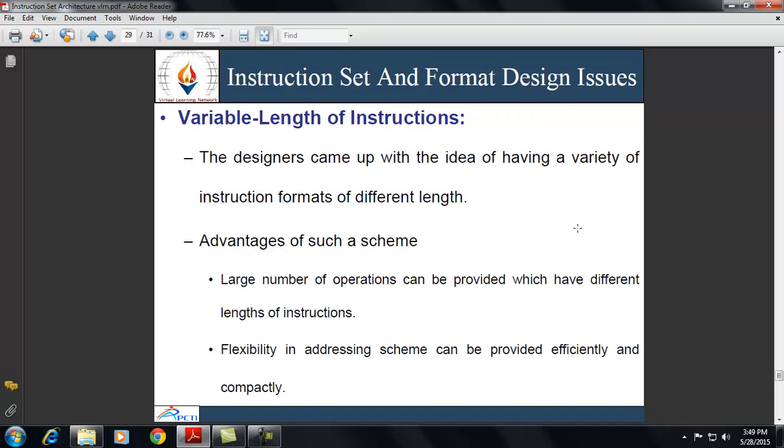So, this is all about variable length instructions and instruction set characteristics, instruction set design considerations, that is, operand data type, types of instruction and number of addresses in an instruction, different addressing schemes, and instruction set and format design issues. That's all for this session.